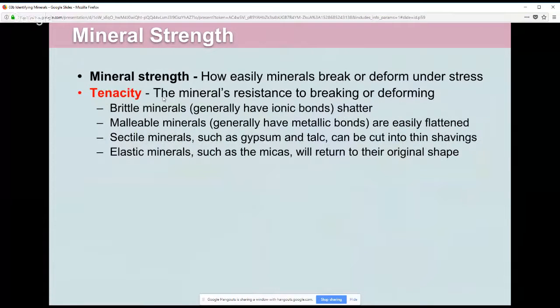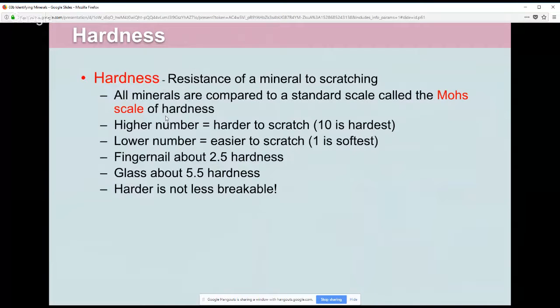If you're willing to destroy your sample, you can test its strength and tenacity, how easily it breaks apart into smaller bits. The tenacity is its resistance to breaking or deforming. It's malleable. You can form it and flatten it very easily, like gold. Here is a very common test we use for identifying minerals, and this is known as hardness. This is how easily the mineral can scratch. And diamond is known for its hardness.